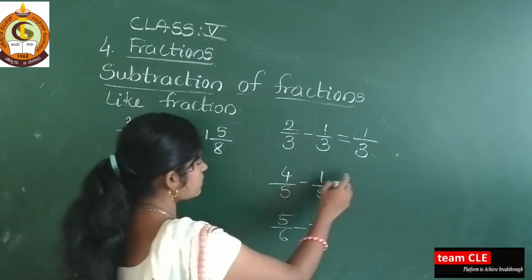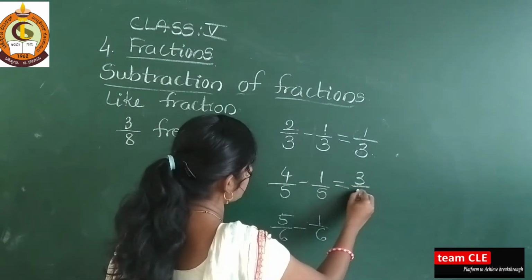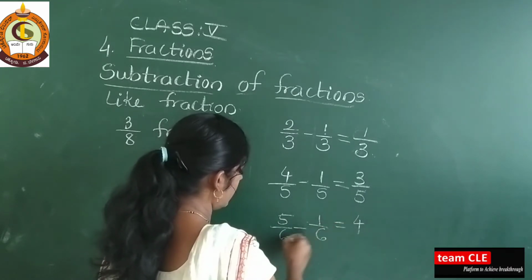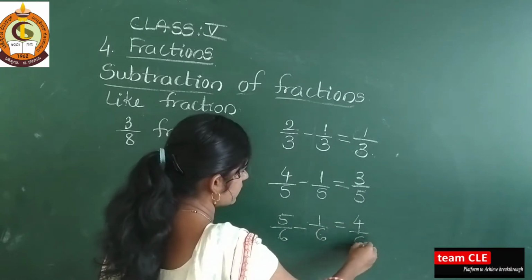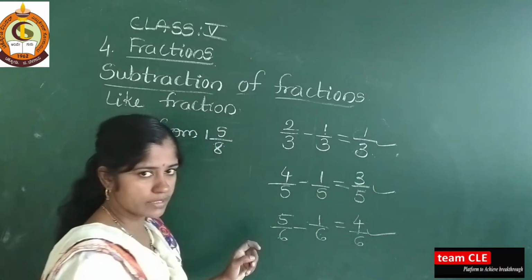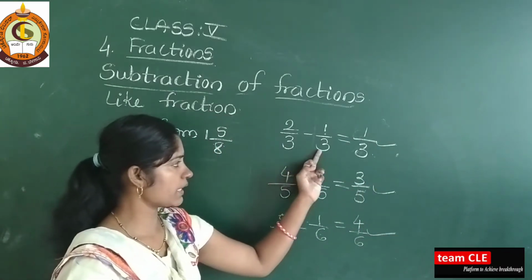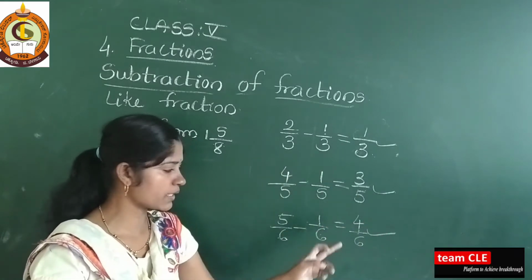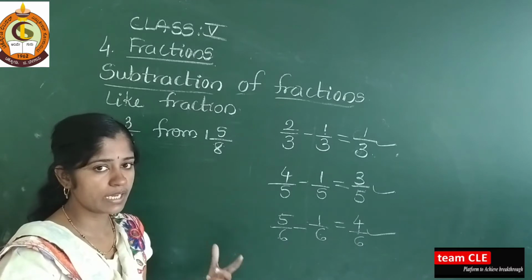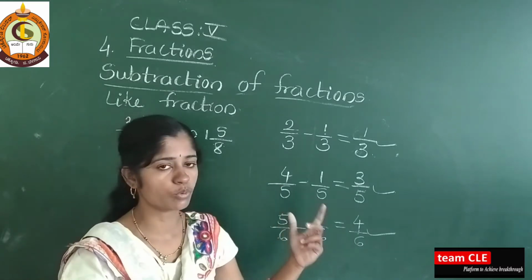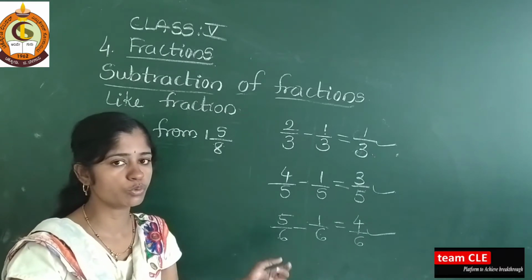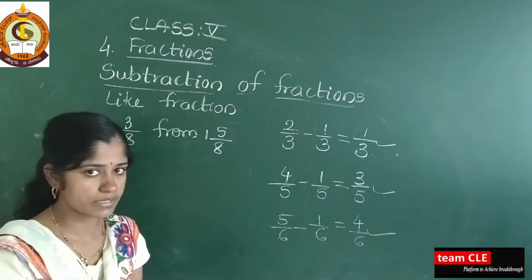So 4 minus 1 is 3 and you keep this 5 as it is. 5 minus 1 is 4 and this you keep as it is. So 1 by 3, 3 by 5, 4 by 6 are the answers. Don't make that mistake: 3 minus 3 is 0, 5 minus 5 is 0, 6 minus 6 is 0. When subtracting like fractions, we need to subtract only the numerator. There is no need to subtract the denominator. You keep the denominator as it is.